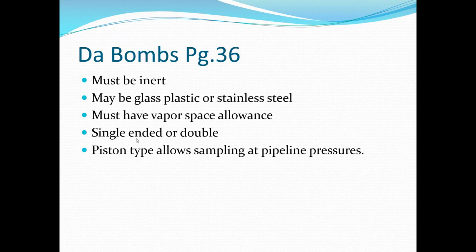Another way to do it is the double-ended bomb, which has a valve on each end. So you connect it to the process, open the tail end of the valve, open the front end of the valve, and you allow the process to purge right through the bomb for a little while. Then you close the back end valve, fill it up, and then close the front end valve and take it off. So that's probably more talking than I need to do, but again, different types of bombs have different types of procedures.